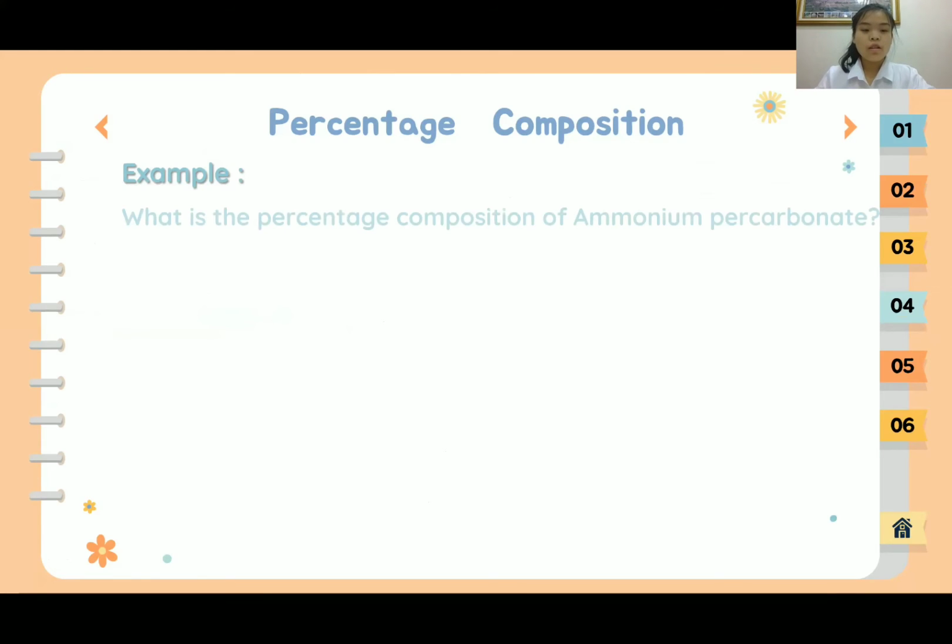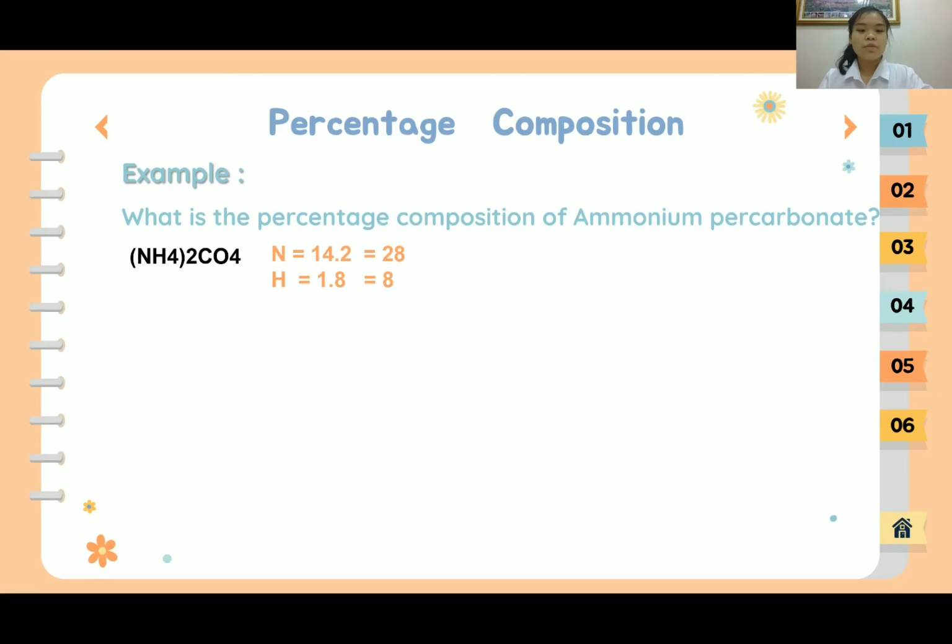Next example. What is the percentage composition of ammonium percarbonate? Let's start from the mass of nitrogen. Atomic mass of nitrogen is 14 times 2 because there is 2 nitrogen in the chemical formula, which is equal to 28. Next is hydrogen, where the atomic mass is 1 times 8 because there is 8 hydrogen atoms in the chemical formula, which is equal to 8. Next is carbon, which the atomic mass is 12 times 1 equal to 12. Oxygen, the atomic mass is 16 and there is 4 oxygen in the chemical formula, which the result is 64.